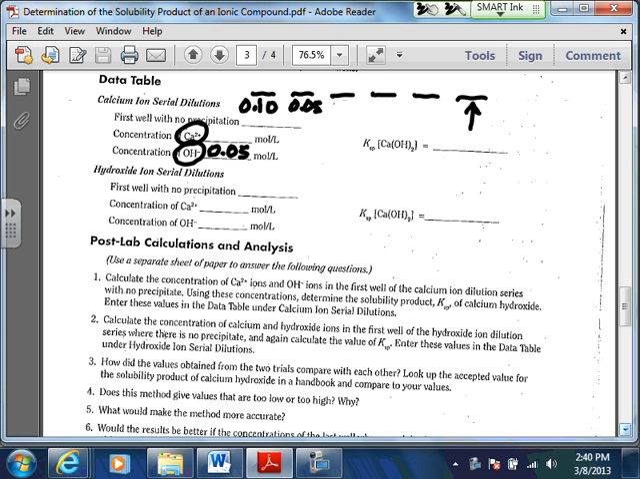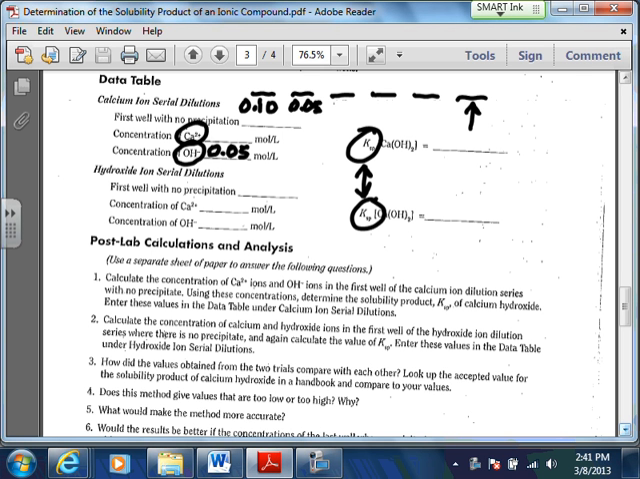Okay, and then you should be able to, just using the Ksp equation, once you know the concentrations of the Ca2+ and the OH minus in a perfectly saturated solution, you should be able to plug that into your K expression to find your Ksp there. And then you're going to do the same thing again for the hydroxide serial dilution. These two numbers should end up being the same if you do it correctly. I don't know if they tell you to take an average at some point of those. How did the values obtained from the two trials compare with each other? Okay, so they just want you to compare them. Does this method give values that are two?